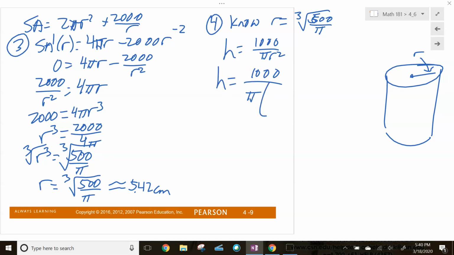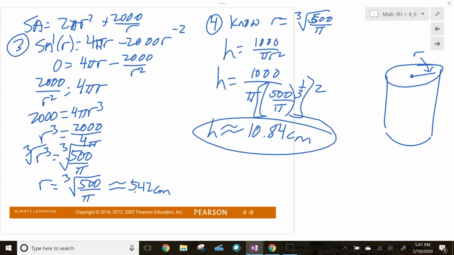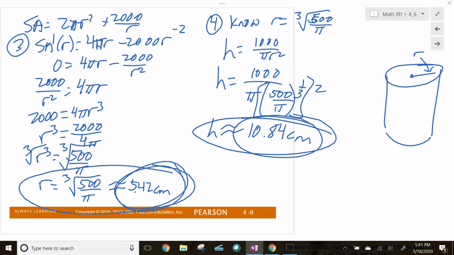So we've got the third root of 500 over pi to the 1/3 squared. So in other words, to the 2/3. So you punch that in, and it ends up being 10.84 centimeters. All right, so there's your radius, 5.42. There's your height if you were to round that, 10.84, or there it is in exact form above there.